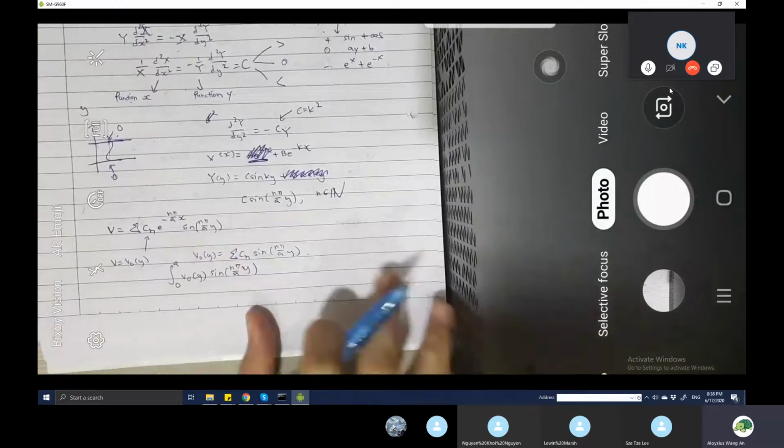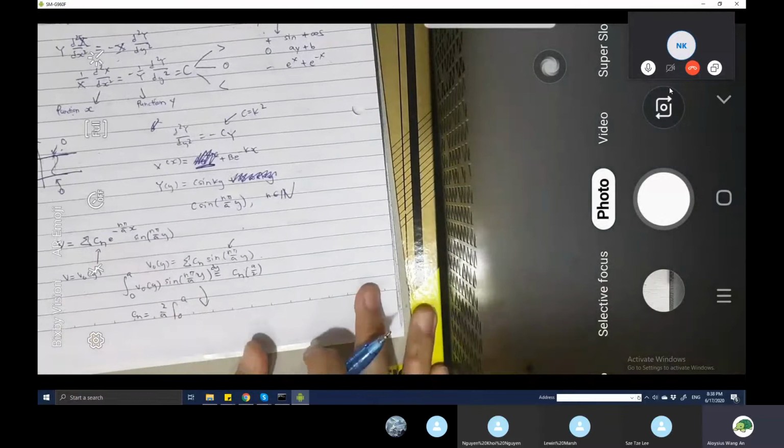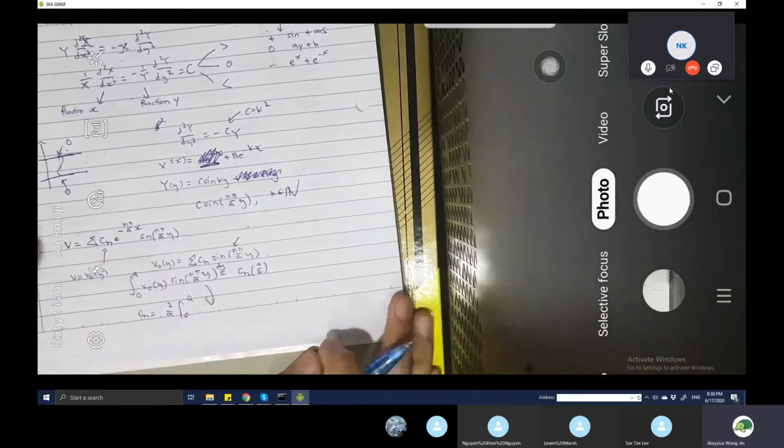and on the right hand side, this integration is going to remove all of your terms where the coefficient here is not equal to n. So this is just going to be Cn times a over 2. And so this gives us our final expression for Cn. Oh, forgot the dy. Cn is going to be equal to 2 over a times this integration. And so we can finally put all of this together, and we are able to get a general solution.